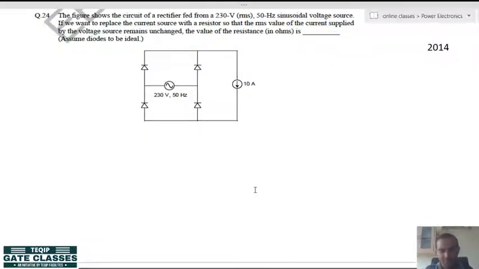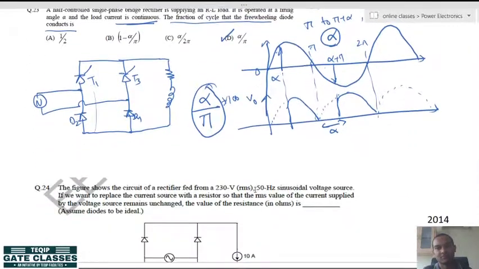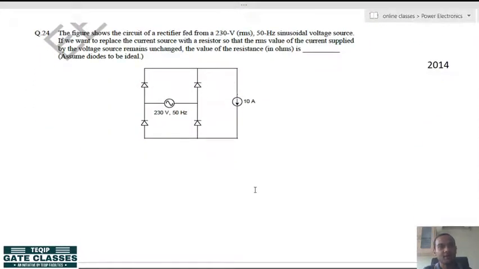So, we are doing the previous year GATE questions. Till 2013 we have covered, 2012 and 2013 we have covered. Now, moving forward from 2014 onwards, let us have the discussion of this question. You can see the question is given; just by seeing the figure we can tell that it is a full wave uncontrolled rectifier.